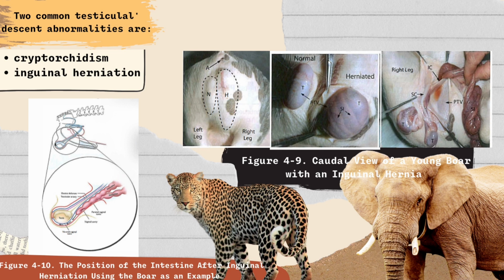Figure 4-10, the position of the intestine after inguinal herniation, using the boar as an example. Figure 4-10 is a sagittal view of the position of the small intestine in a boar with inguinal herniation. The small intestine sits between the parietal vaginal tunic and the visceral vaginal tunic.